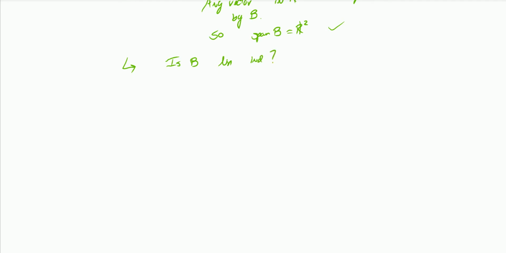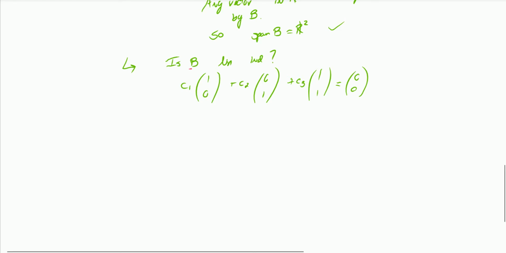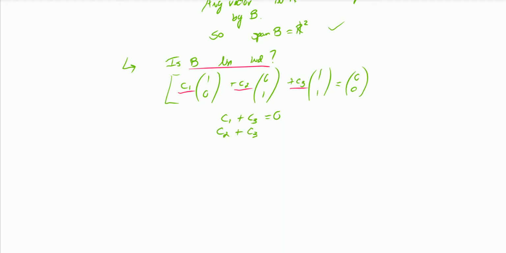In other words, I want to see if c1 (1, 0) plus c2 (0, 1) plus c3 (1, 1) equals (0, 0). For B to be linearly independent, c1, c2, and c3 need to be 0. I'm trying to find if this system gives me the trivial solution. So let's write out the system of linear equations. We get c1 plus c3 equals 0, and c2 plus c3 equals 0.